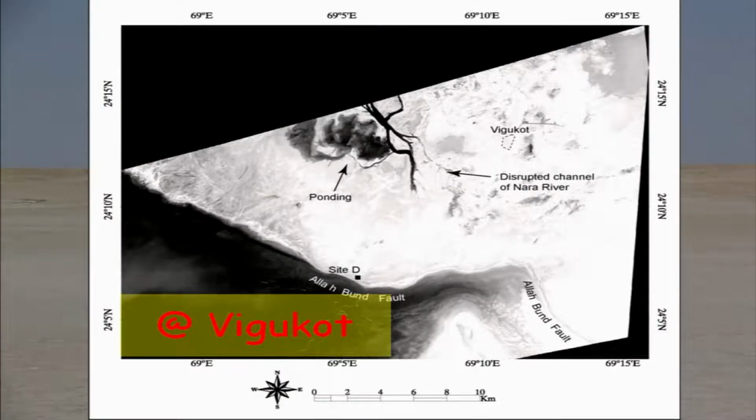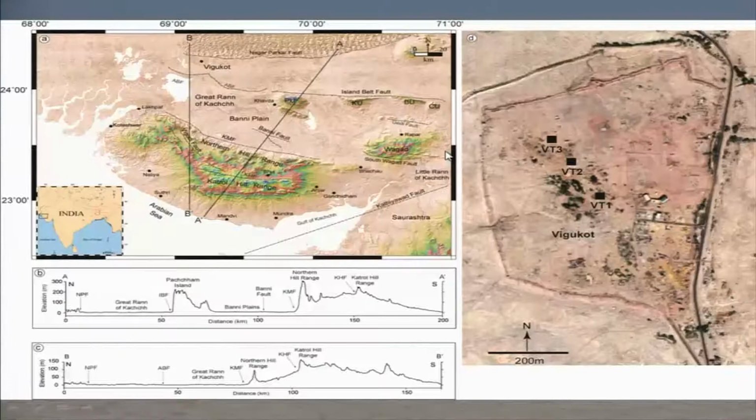Now coming straight away to the Wikiquote area, this is what we see: the settlement here, and the main channel which used to flow through this into the Arabian Sea through Corey Creek, but now it just dies out in this marshy region. And then the ponding, which I have shown on satellite data as well as on the ground photograph, was from this area. So this is a disrupted channel of Nara, and the Wikiquote site sits on the left bank of the Nara channel.